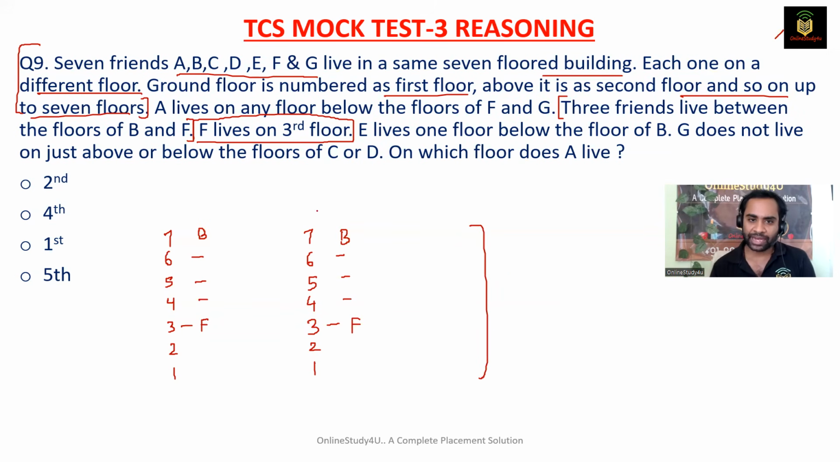Okay, now in between B and F, B cannot be down because one is the first floor, right? So three friends live between the floor of B and F. This is also done. Okay, fine.